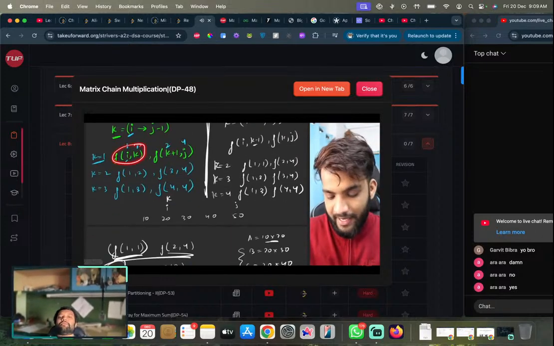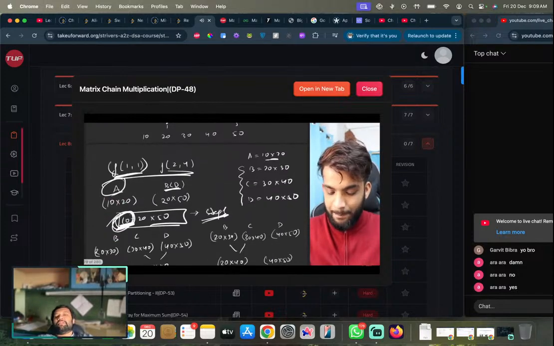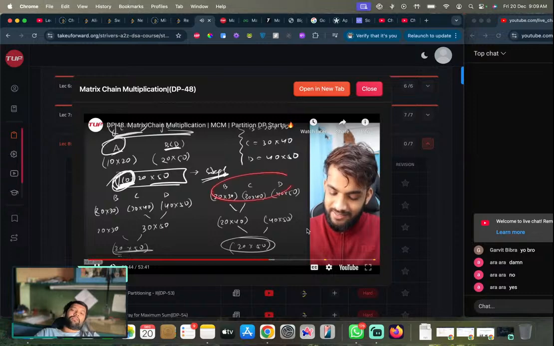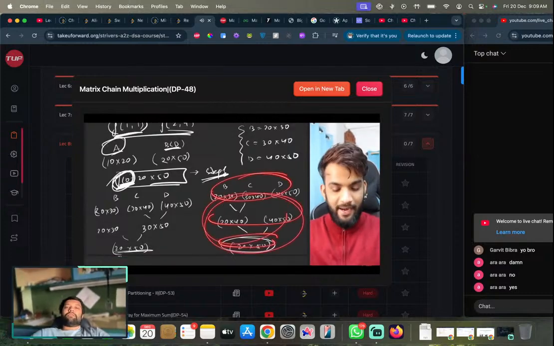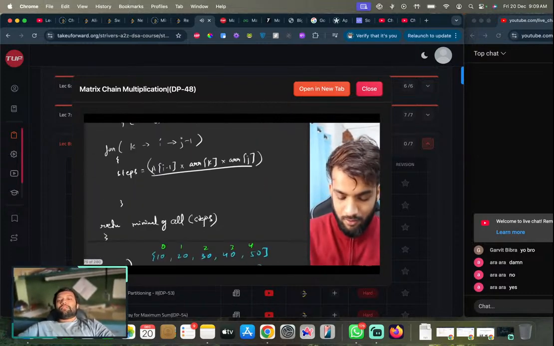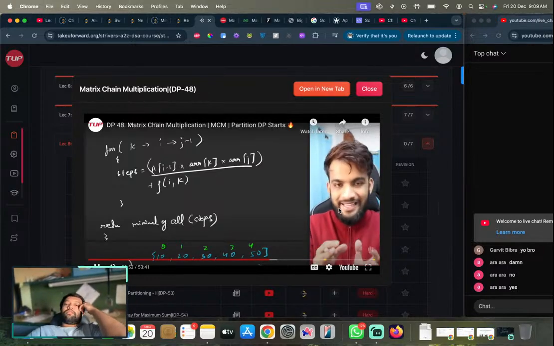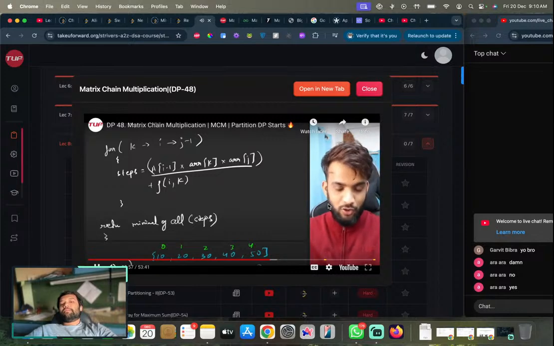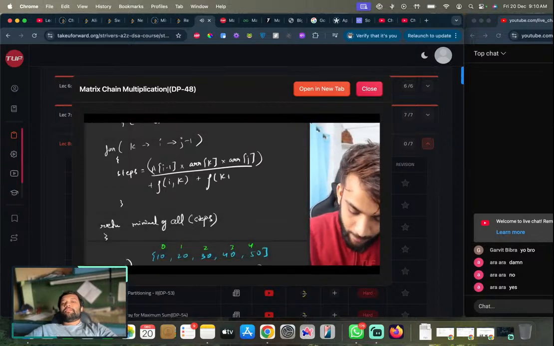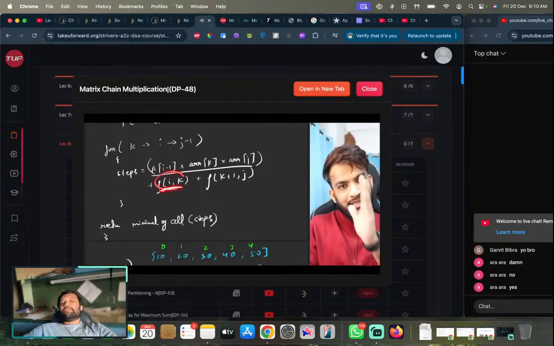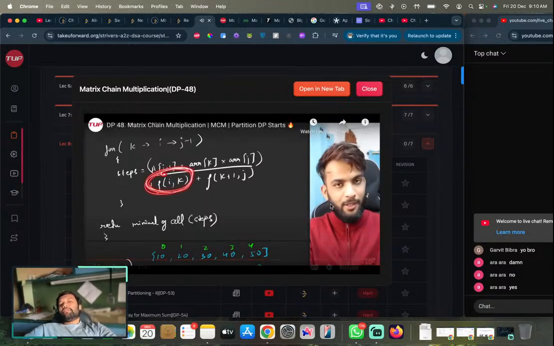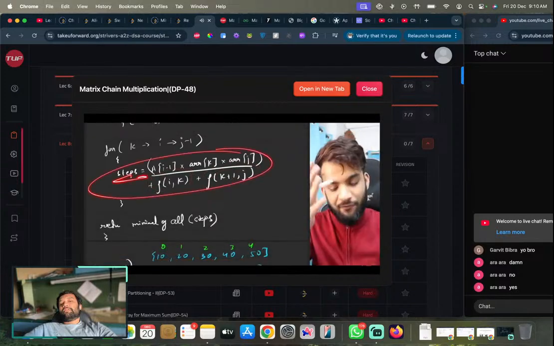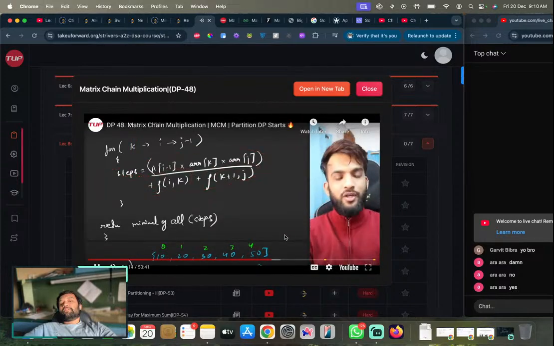F of i, k and f of k plus 1, j, because BCD in itself will take some number of steps to get multiplied. So I can say the i comma k will take some steps. Let the function give me that, because I want the minimal number. The k plus 1 comma j, the right guy, will also take some steps, give me the minimal. And these will be the steps if I do a partition on k.